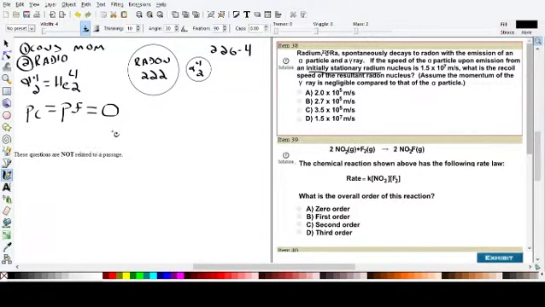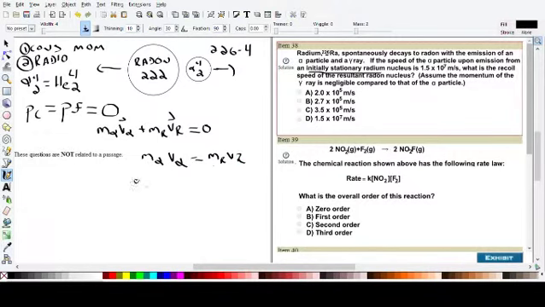So what's the final? The final momentum is going to be the mass of the alpha particle times the velocity of the alpha particle plus the mass of the radon nucleus times the velocity of the radon nucleus. And that too is going to equal 0 due to conservation of momentum. Now we just have a plug and chug, as long as we remember that these two velocities will be going in opposite directions upon a decay. That gives us m alpha v alpha equals m radon v radon. And now we just plug and chug.